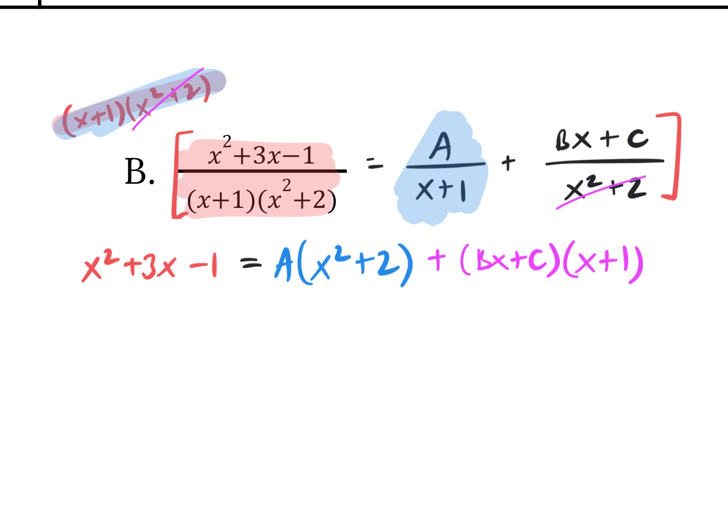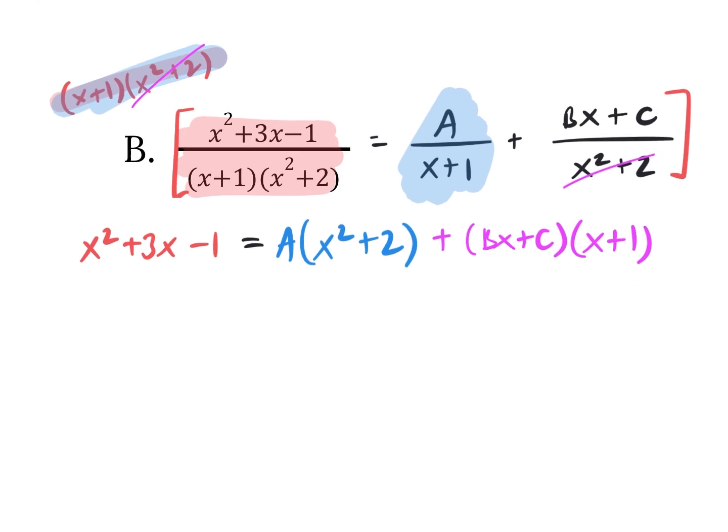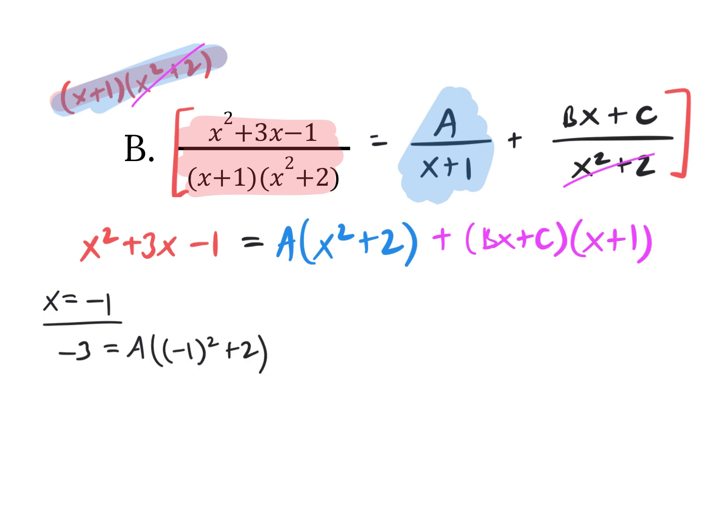Okay, once I do this, I just have to pick some values for x so that I can solve for A, B, and C. So let's say if I pick x to be -1, that's going to get rid of both my B and my C. So let's do that. X is equal to -1. If x equals -1, I plug that in on the left-hand side. And when I plug that in on the left, in red there, I get -3 is equal to A times -1 squared plus 2. And then everything else goes away. So now let's just simplify this. I've got -3 is equal to A times 3. So A is just equal to -1.